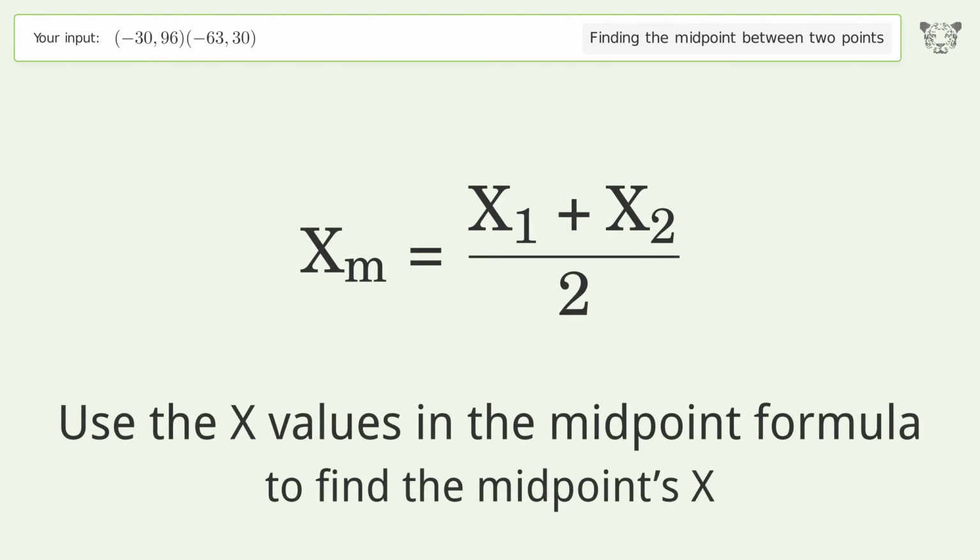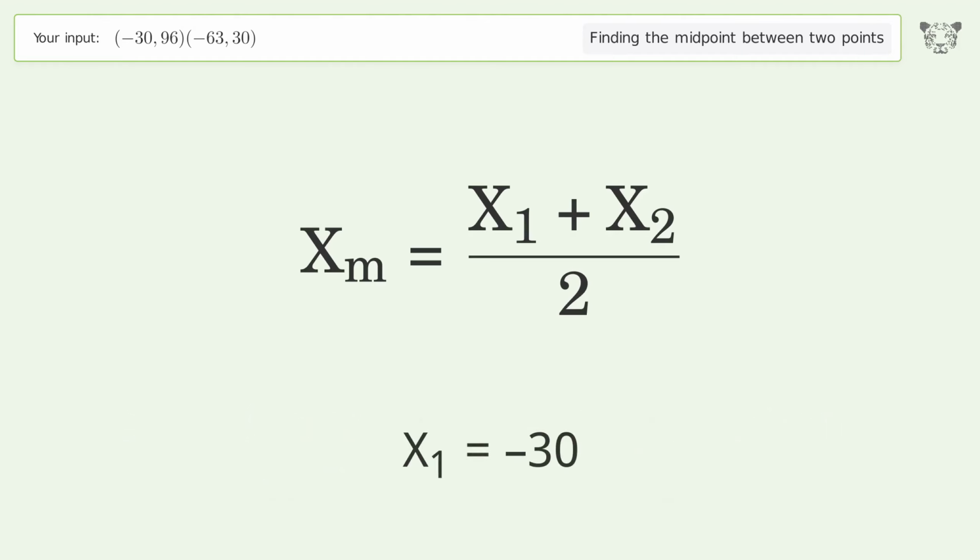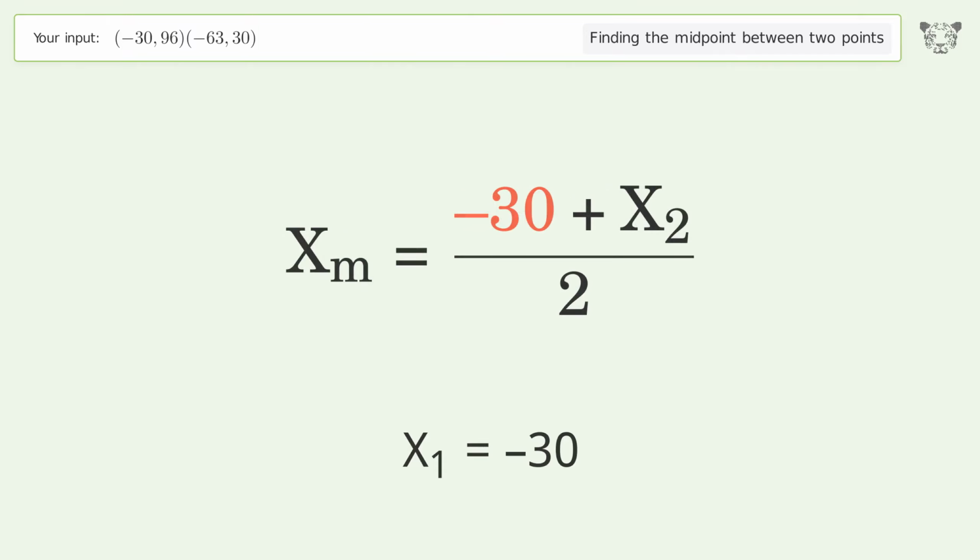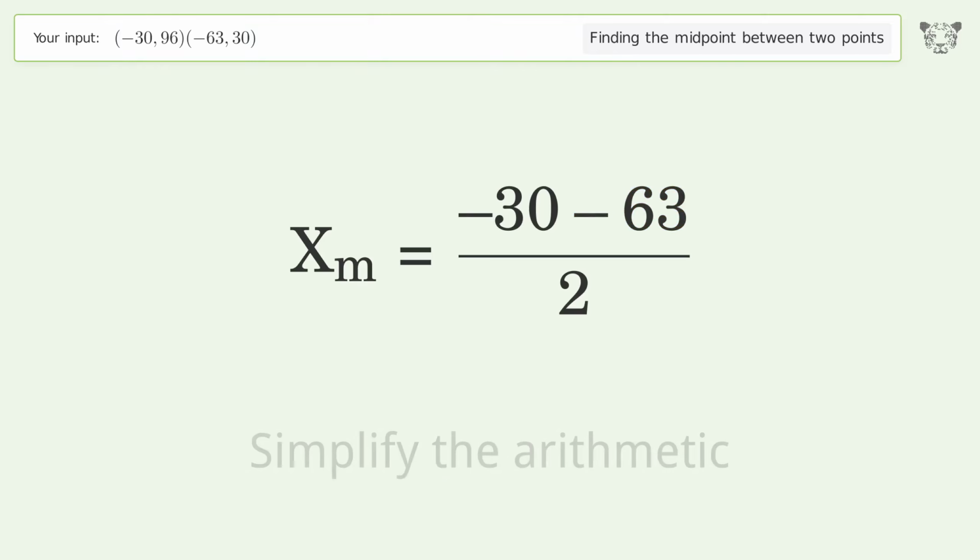Use the x values in the midpoint formula to find the midpoint's x. x1 equals negative 30. x2 equals negative 63. Simplify the arithmetic.